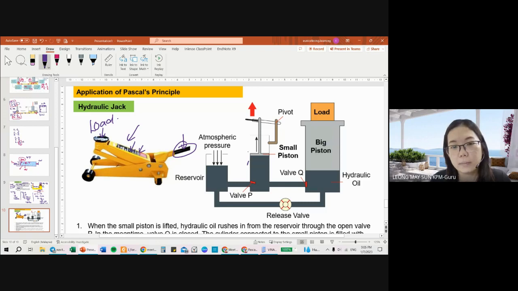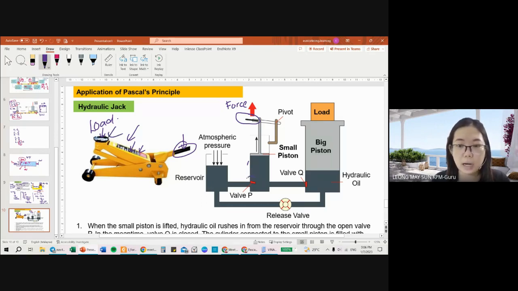Number one, we have this particular handle. The handle is usually pressed up and down, or we pump it. The main reason we pump is to exert a force onto the piston. Then you have the smaller piston at this area. It is connected to the bigger piston, which is this part, and the bigger piston is where the load is located.